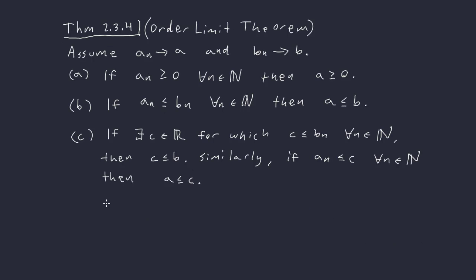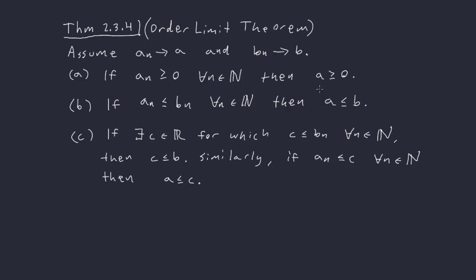Okay, so up next here is the order limit theorem. And as you might expect, it deals with orderings. Okay, so we're going to assume that the sequence a_n converges to A and b_n converges to B. So here's part A. If a_n is greater than or equal to 0 for all n in the naturals, then the limit A is greater than or equal to 0.